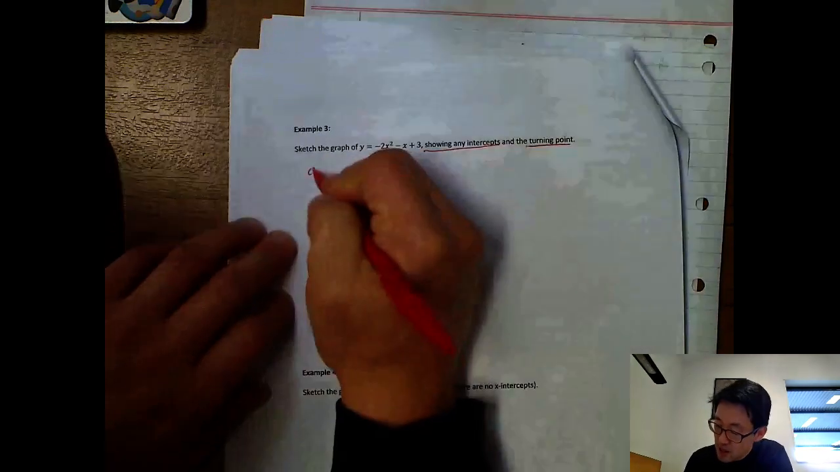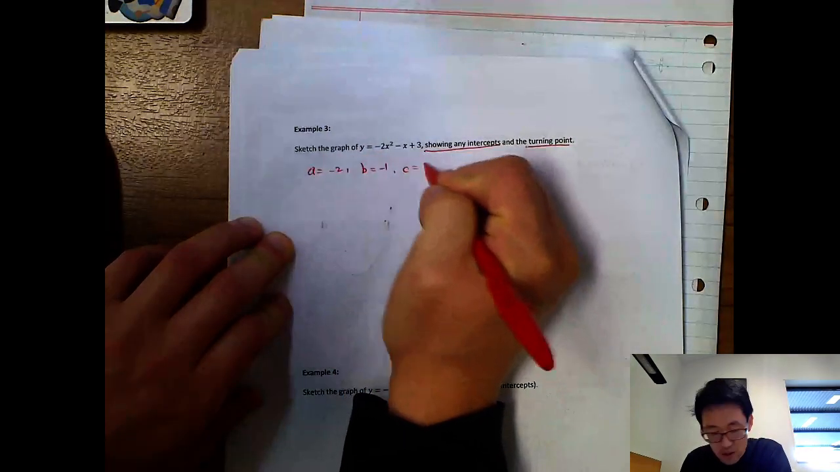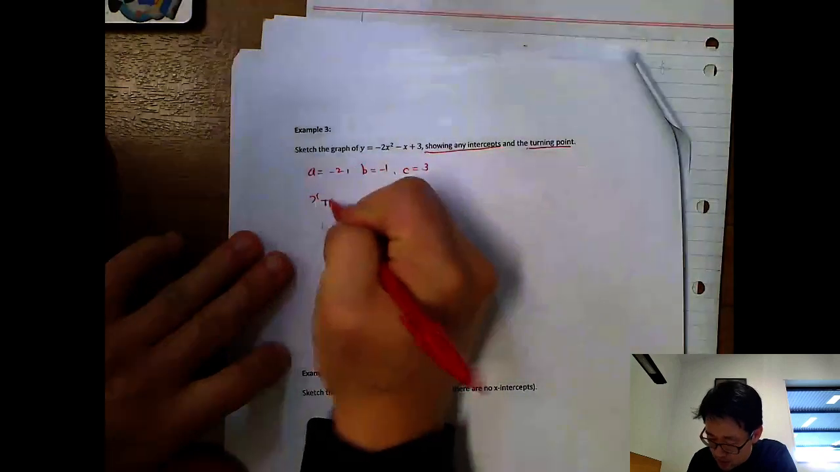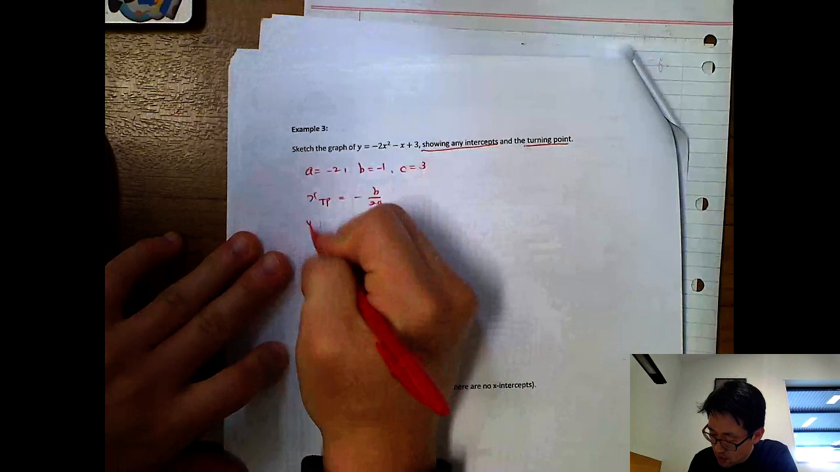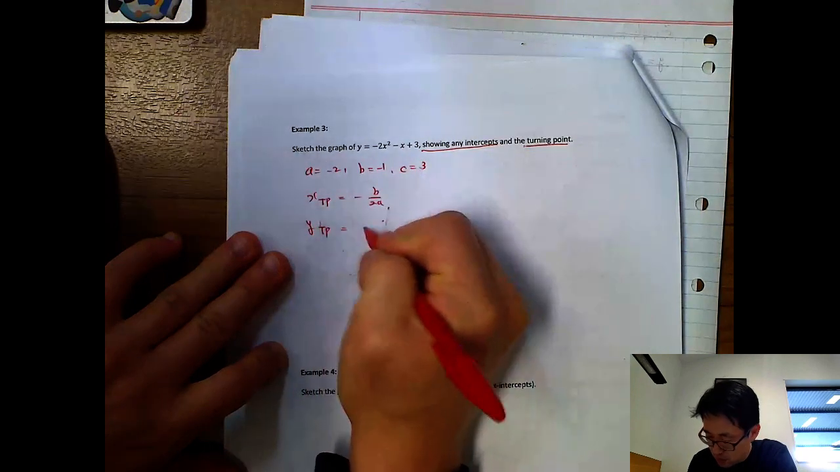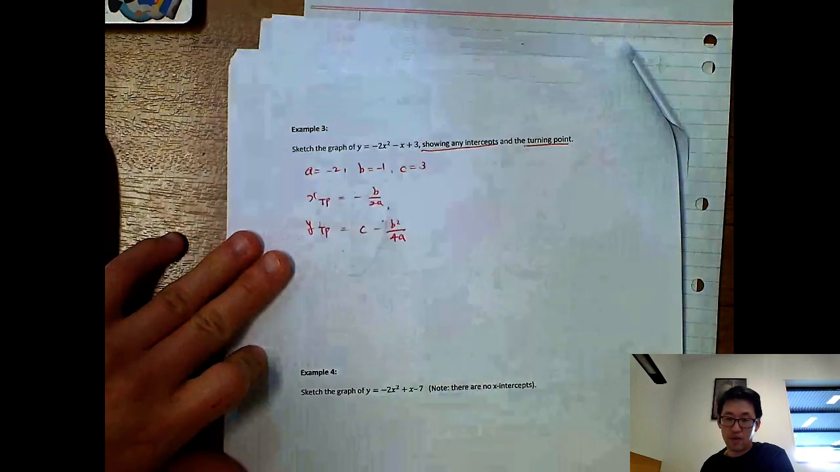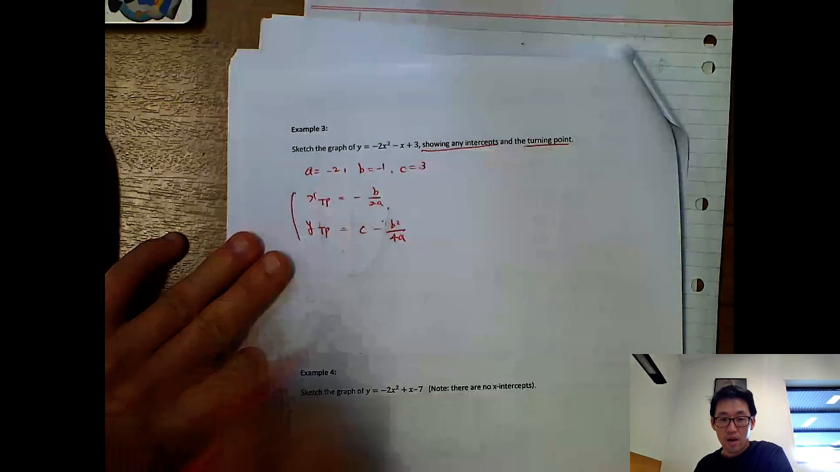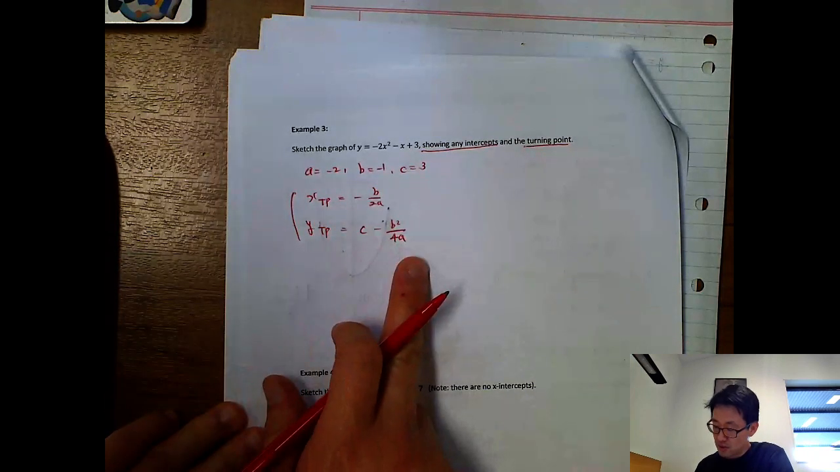So in this case, a equals minus 2, b equals minus 1, c equals 3. Then the turning point: x TP equals minus b over 2a, and y TP equals c minus b squared over 4a. You can find that from the reference book. I think you can get that, so I'll let you do it.